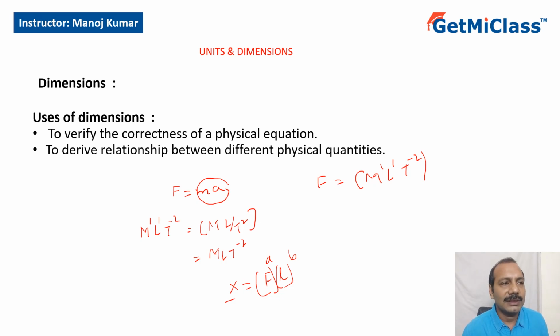So the uses of dimensions are to verify the correctness of a physical equation and to derive a relationship between physical quantities. There are some places where we could derive the relationship between some physical quantities without even experimentation. In that way, dimensions help us check whether the experimental data was initially correct or not.